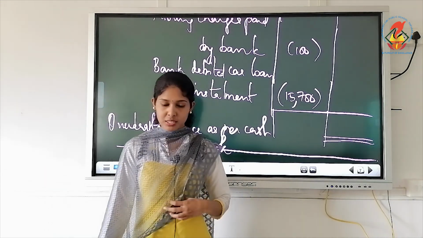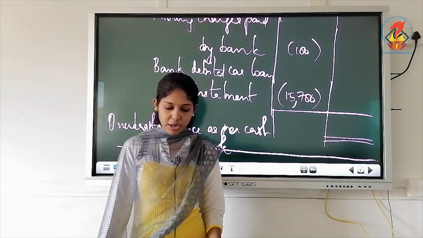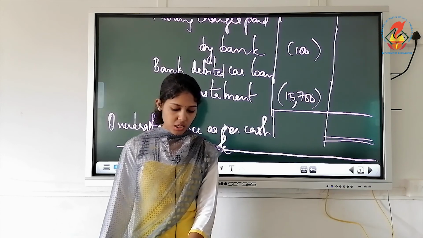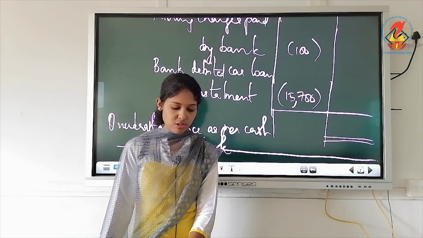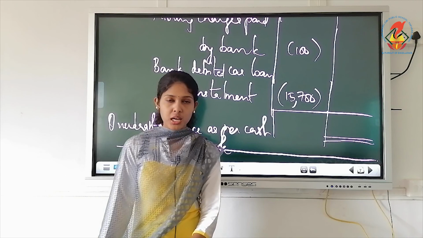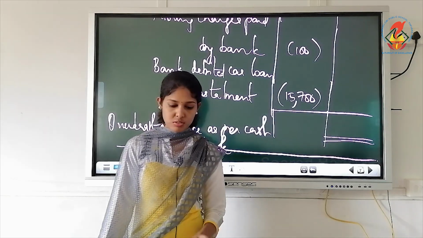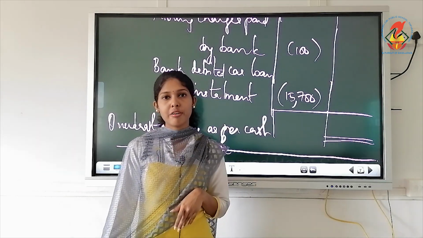With that, the chapter is over. Then there is one more section in the chapter, like preparation of BRS with adjusted cash book balance, but they have deleted that portion, so you just have to study these 4 sections.